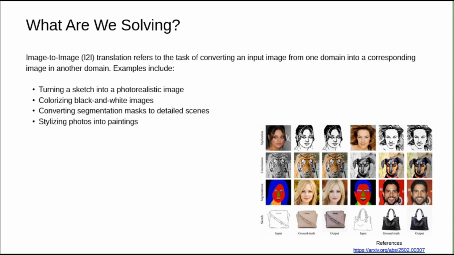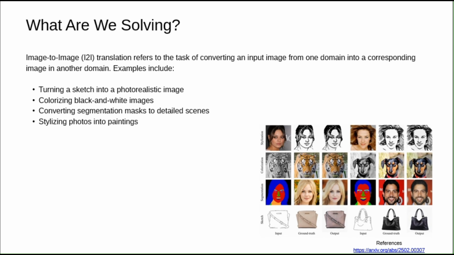Let's begin by understanding the core task the paper focuses on, image-to-image or I2I translation. This refers to the process of converting an input image from one domain to an output image in another domain while preserving key semantic content. It's a foundational task in computer vision with broad practical impact.